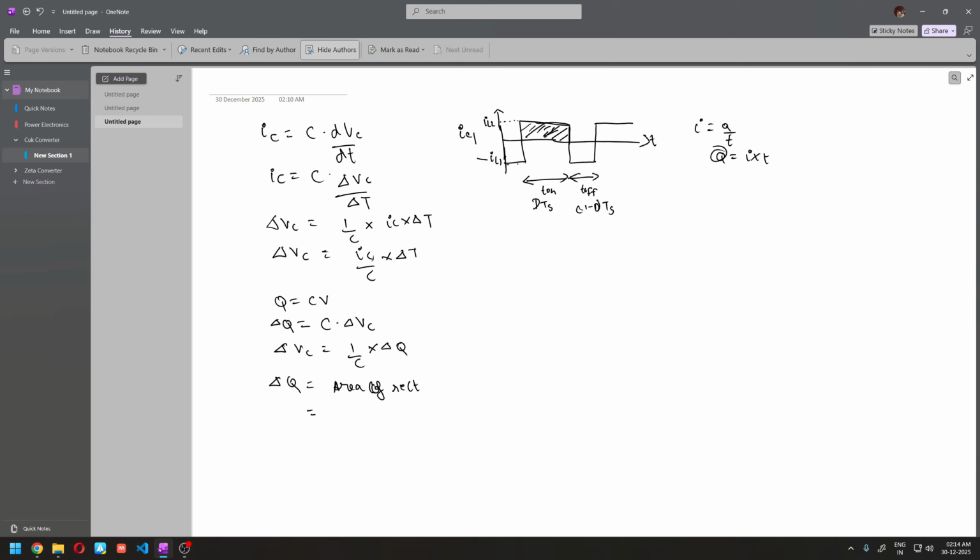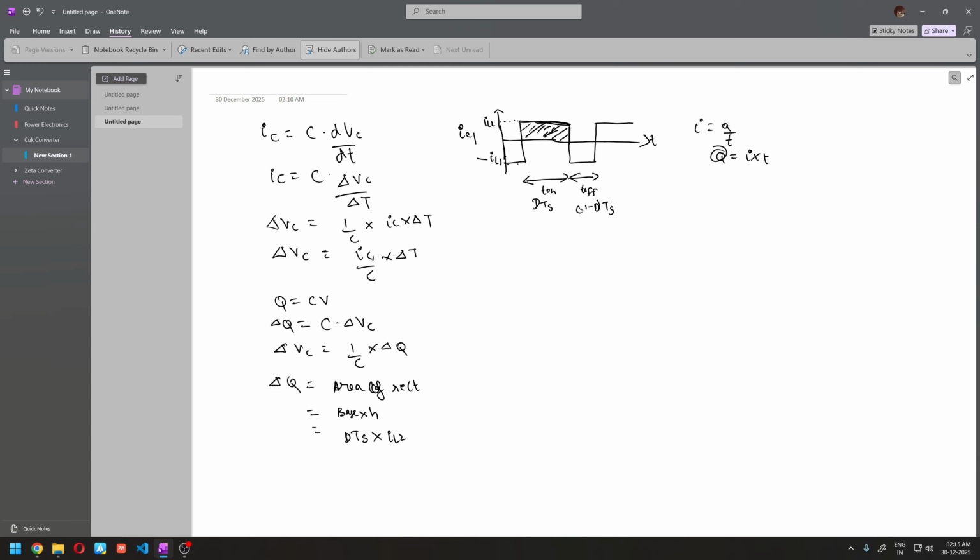So that is basically our length into breadth. If we see our length here, or our base, it is basically our on time, right? So that is our base into height, or length into breadth, whatever you want. Our base is basically dTs, and our height here is basically IL2. So yeah, we have that.